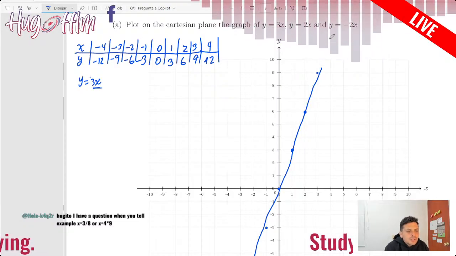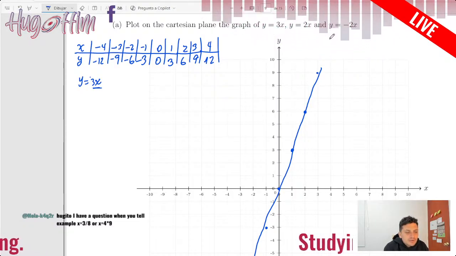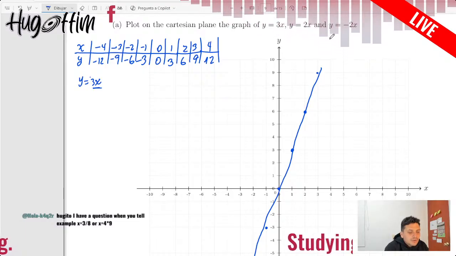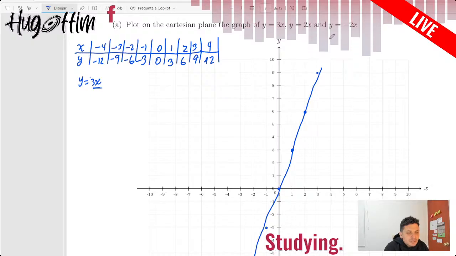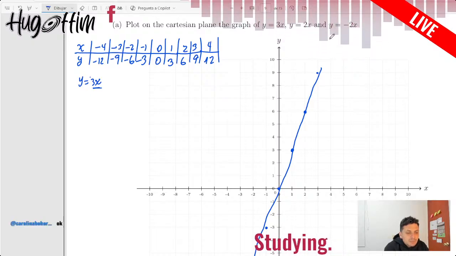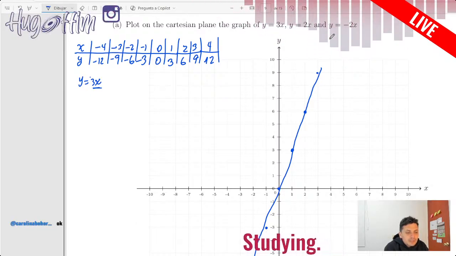I have a question. When you tell example x equals 3/8 or x equals 4 times 9, I don't get it. I don't get your question. When you tell example x equals 3/8 or x equals 4 times 9.